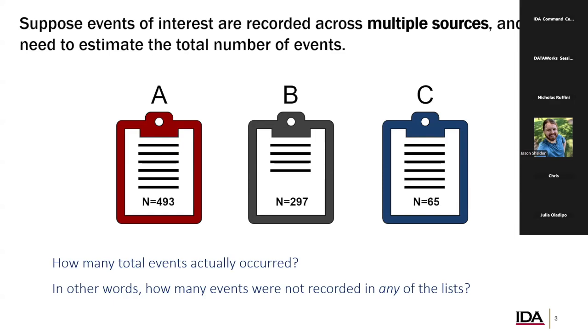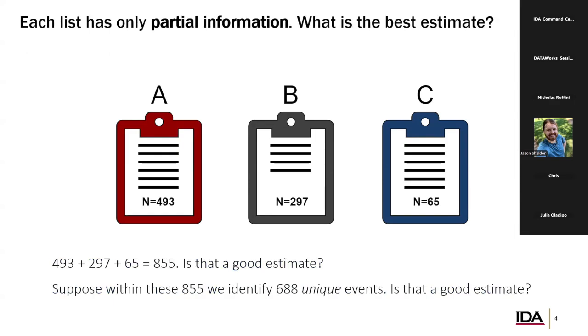Do we just sum up the values that they had here? If we do, they come up with 855. Is that a good estimate for the total number in the population? Well, as you might imagine, that would not account for double counting if there are events that occurred across the lists. So that's probably not a great estimate.